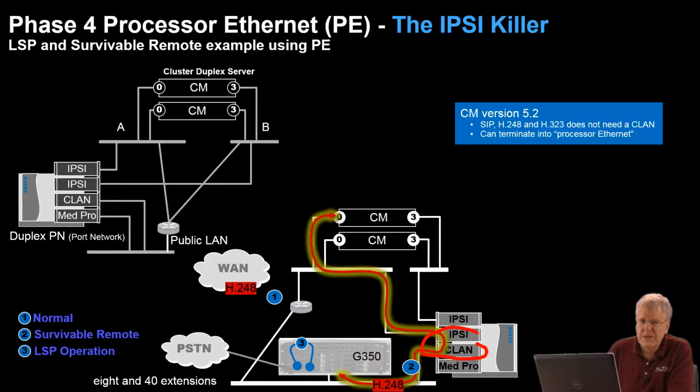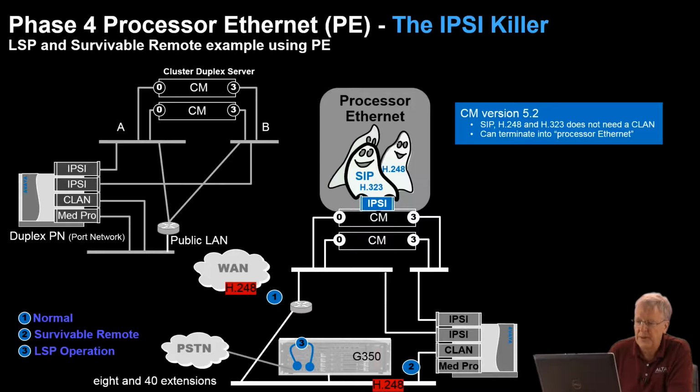Then along comes processor Ethernet. And you probably should be thinking, where was this? Why wasn't this put in place a long time ago? So the thinking is, why have a hardware IPSI? Why not implement the IPSI in the form of software? Because remember, what we want to do is to deceive or trick the communications manager into thinking that it's still controlling a circuit switch cabinet. That's what's going on here.